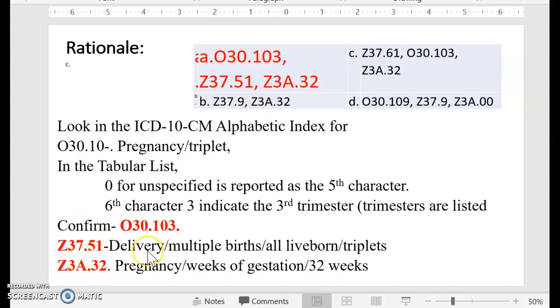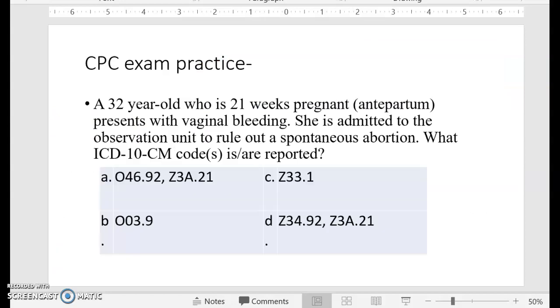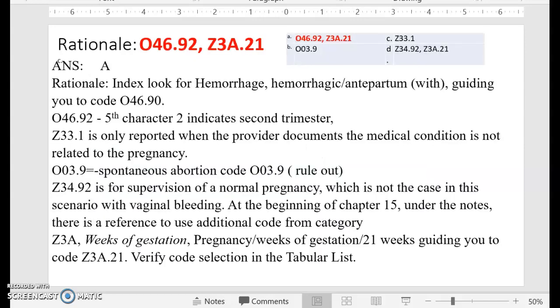Z37.51 is for delivery in the index, multiple births, all live born triplets. And now I take 2 minutes, you get only 2 minutes to confirm this answer and justify your medical code. I have another scenario for you. Let's see if you can pause and come back and find the correct answer. Again, you can see the answer is posted above, and I have also posted a lot of information for the rationale that you have to use to apply your understanding.